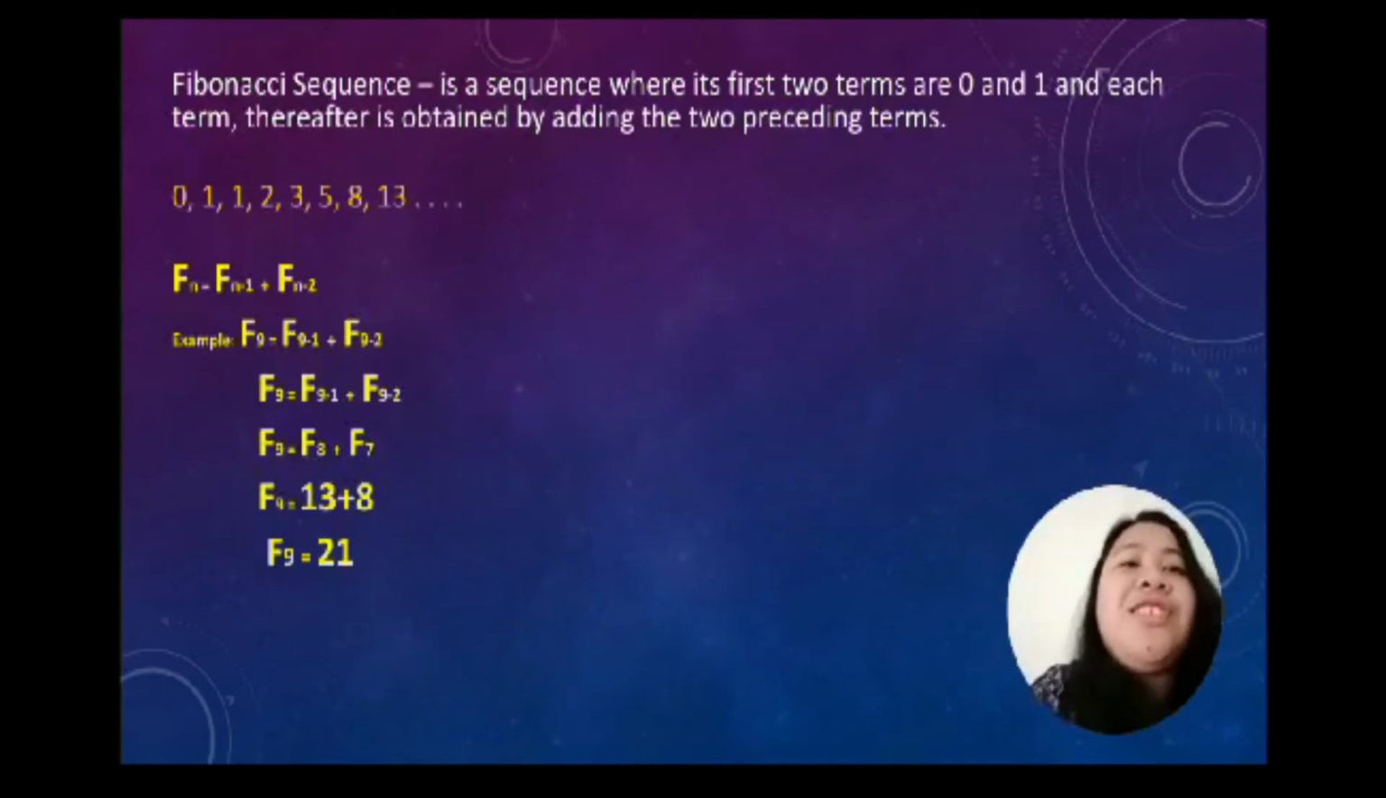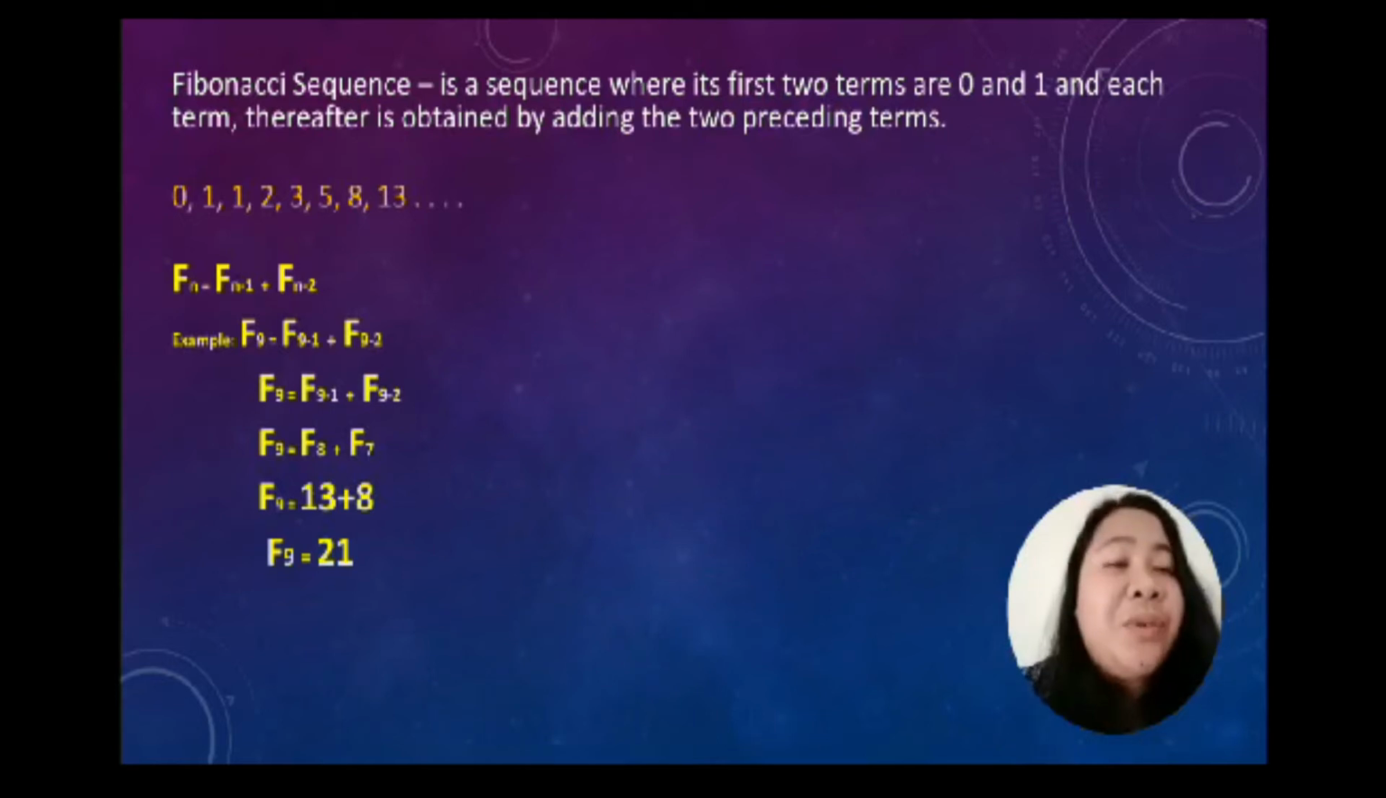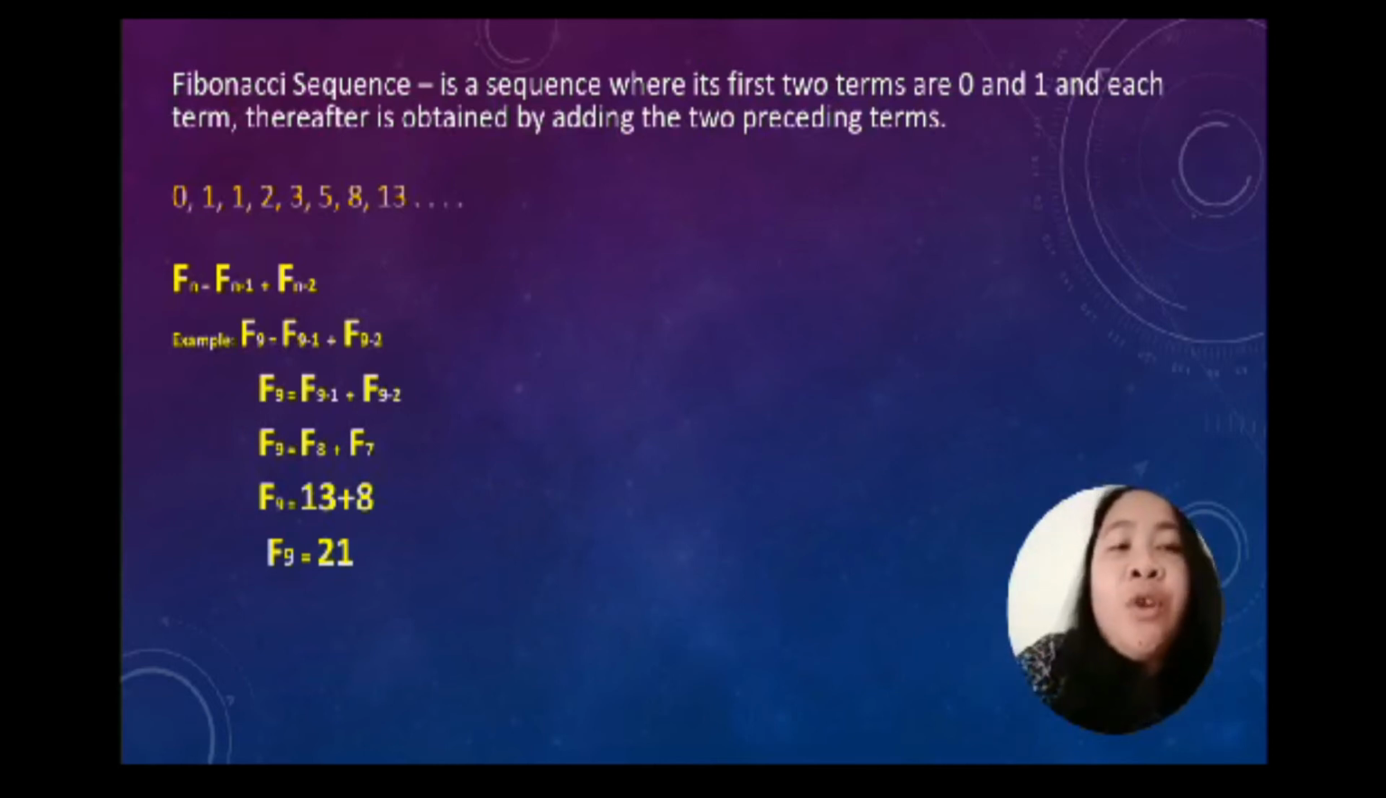So the Fibonacci sequence is a sequence where its first two terms are 0 and 1, and each term thereafter is obtained by adding the two preceding terms. So I have here the illustration regarding the Fibonacci sequence. As you can see the pattern, the 0 and 1, the first two terms, are already given. When you add that, it will give you 1. And then we're going to add the two preceding terms.